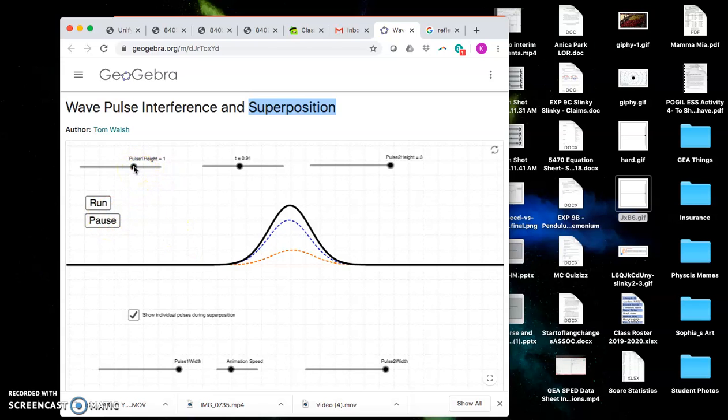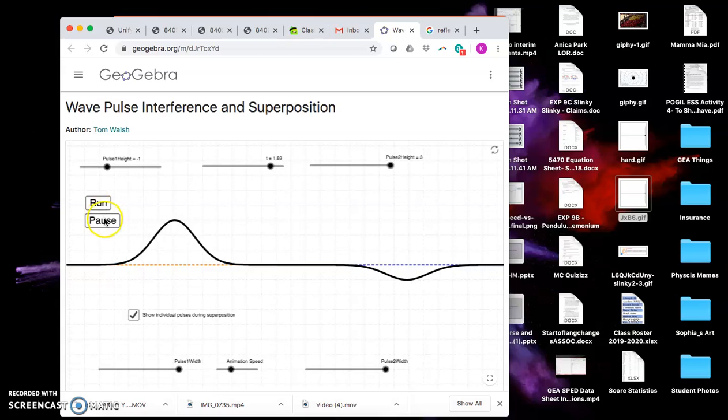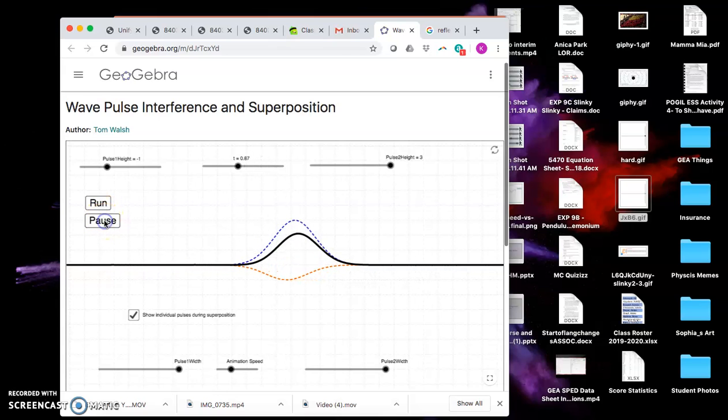In this case, I'm going to make my blue wave my positive wave, and I'm going to make my orange wave negative. Orange has an amplitude of -1, blue has an amplitude of +3, and notice they both have the same pulse width. They're the same size wave. As these two waves go towards each other, the moment when they overlap, you get a superposition state. You have a smaller wave than you did before.